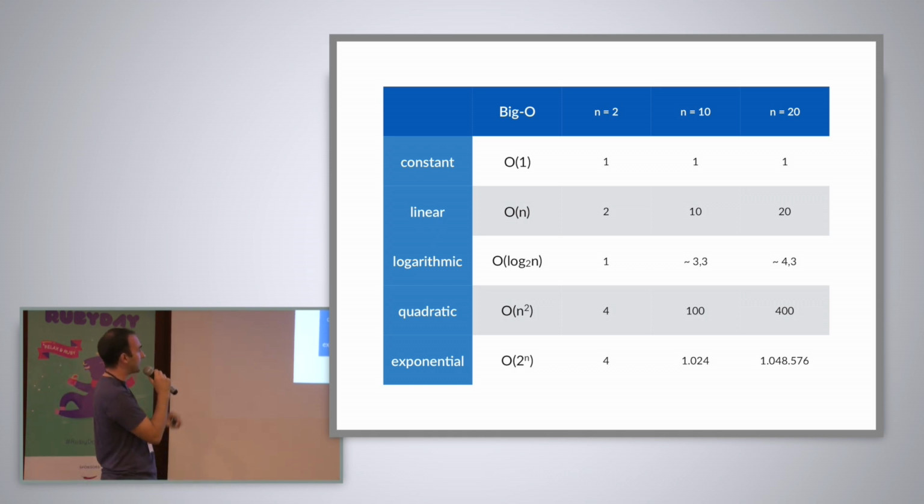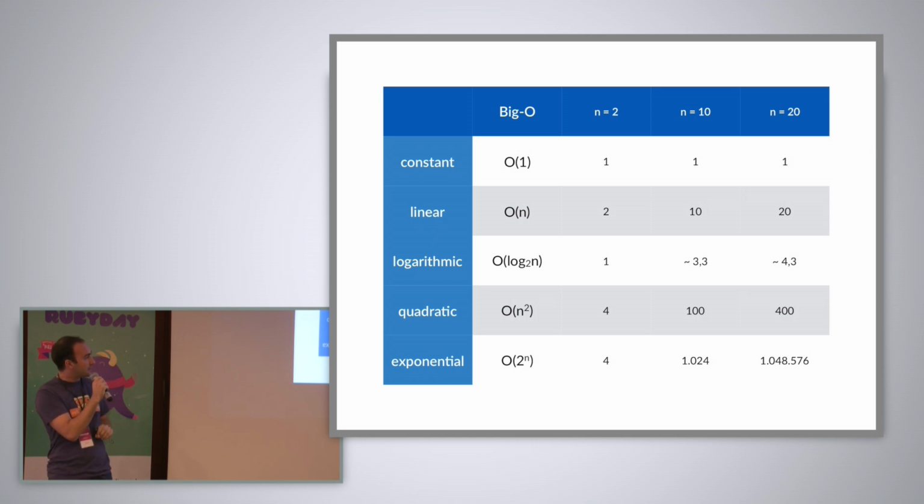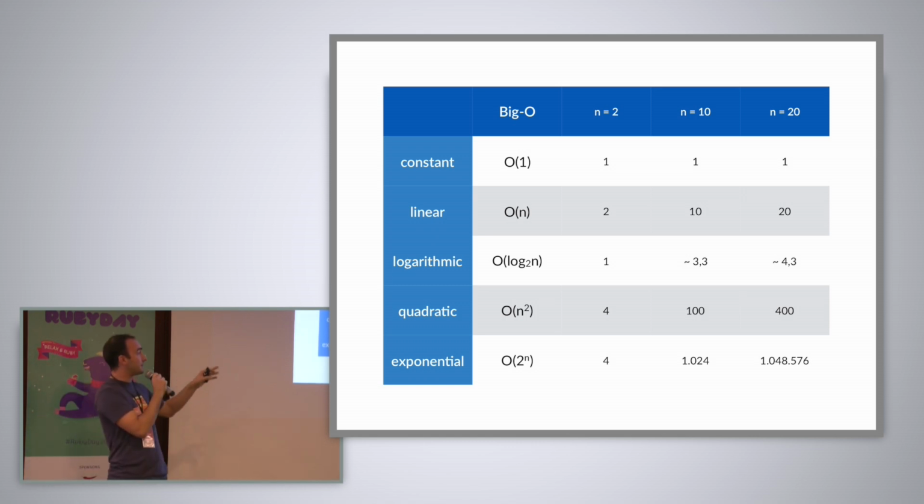Then we have the logarithmic scale, and as you can see, when we have 10 items, it takes 3.3 something, and when we have 20 items, it takes 4.3 something. So it increases, but really, really slowly. Then we have the quadratic, of course: 2 items in the input means 4 units, then 100 units and 400 units. And now you can see the exponential, which is one of the most terrible labels to see in your algorithm, because it means your algorithm will take ages to complete.